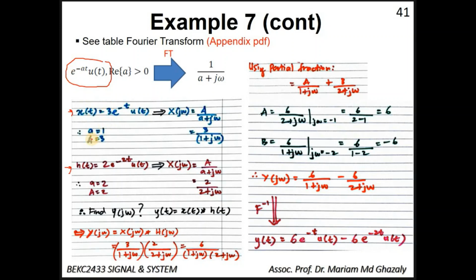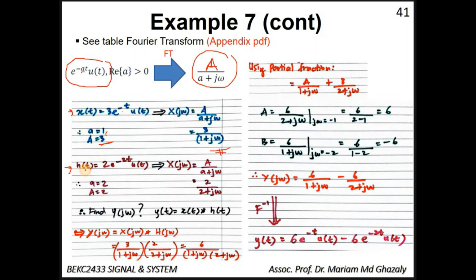So the amplitude value is 3 here, and a is 1. If you compare with this equation, you have a is 1. So write out the equation of the Fourier transform using the pair given. You have X(jω) equivalent to the amplitude A over a plus jω. So A is 3 over small a is 1 plus jω. So you have found the first equation for X(jω).